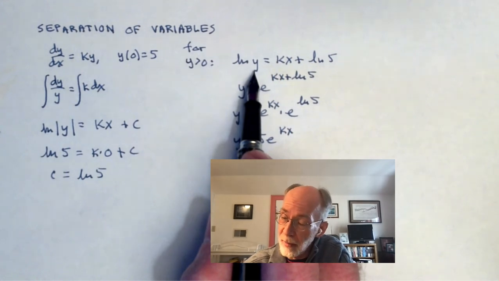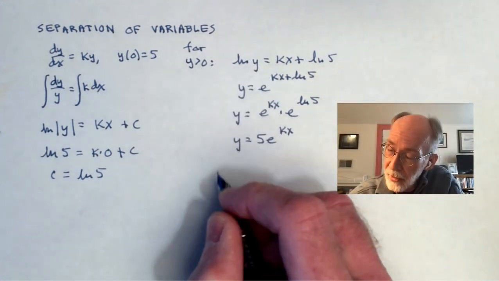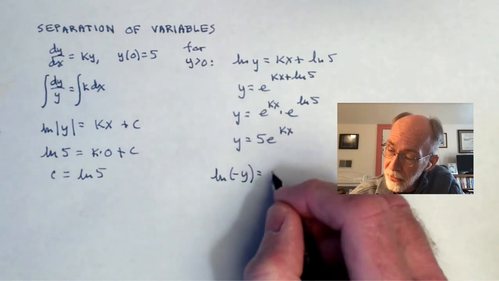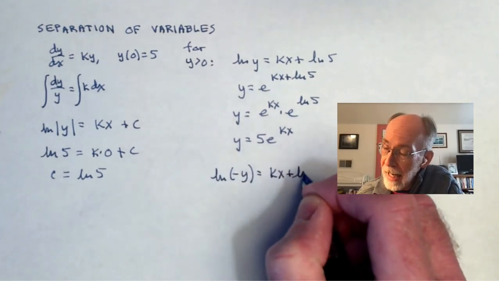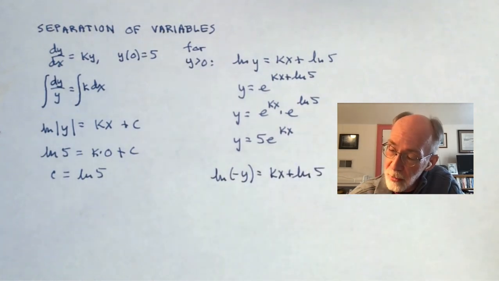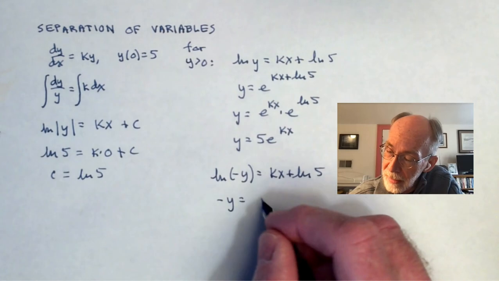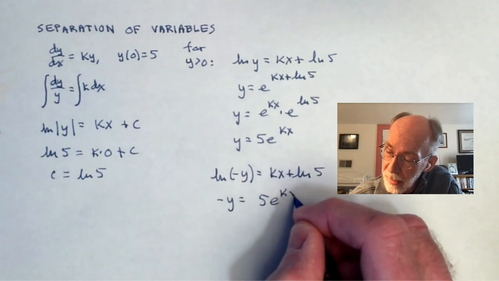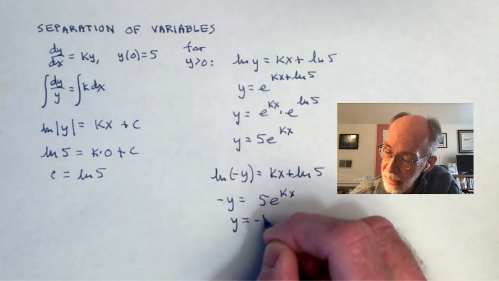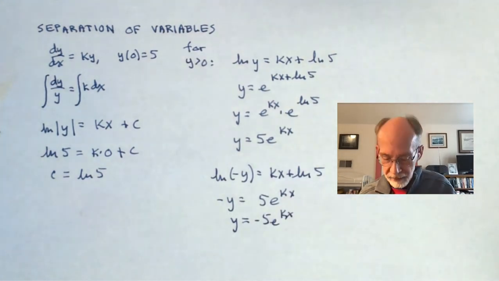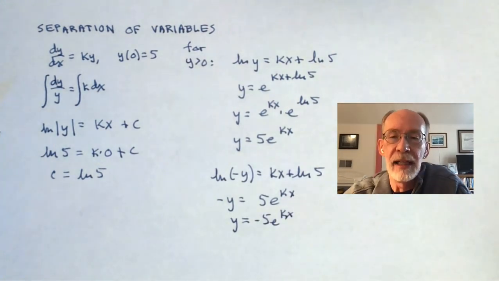So what this would have been, I'll write it down here, is natural log of opposite y equals kx plus ln 5. And it would have worked out such that we would have had the opposite of y is equal to 5e to the kx, or y equal to -5e to the kx. And that would then have given us the -5 that we need when we plug in a 0 for x.